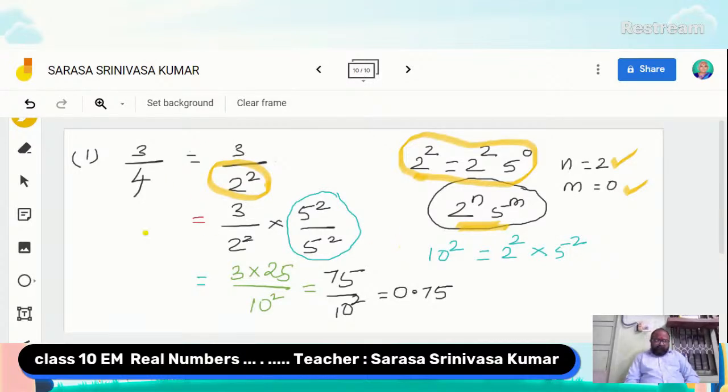We know the answer, 3 by 4 equal to 0.75. We can directly write the answer. But in the class 10 mathematics syllabus, in real numbers, we should write the answer following this procedure only. We have a theorem. So now we consider another problem.